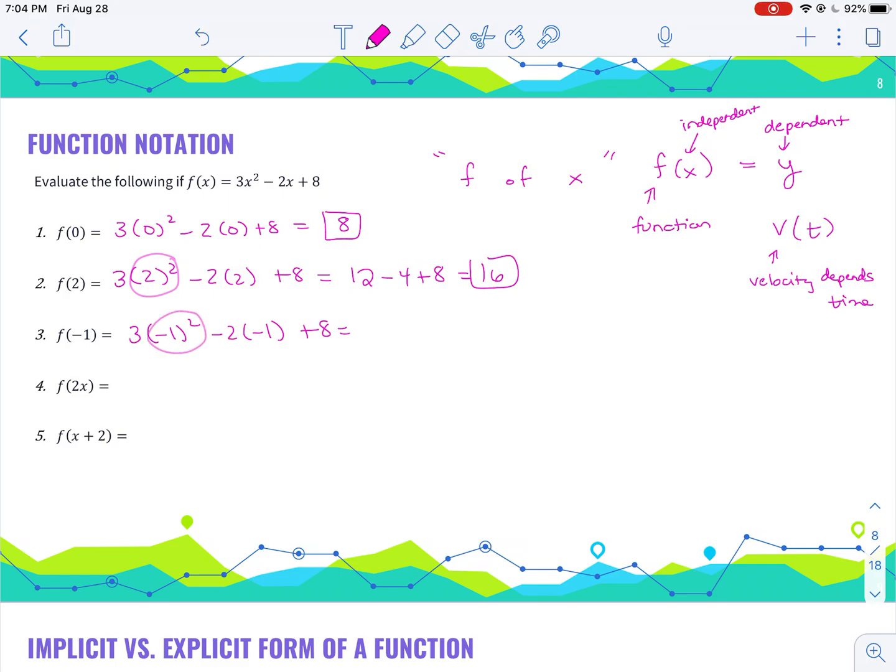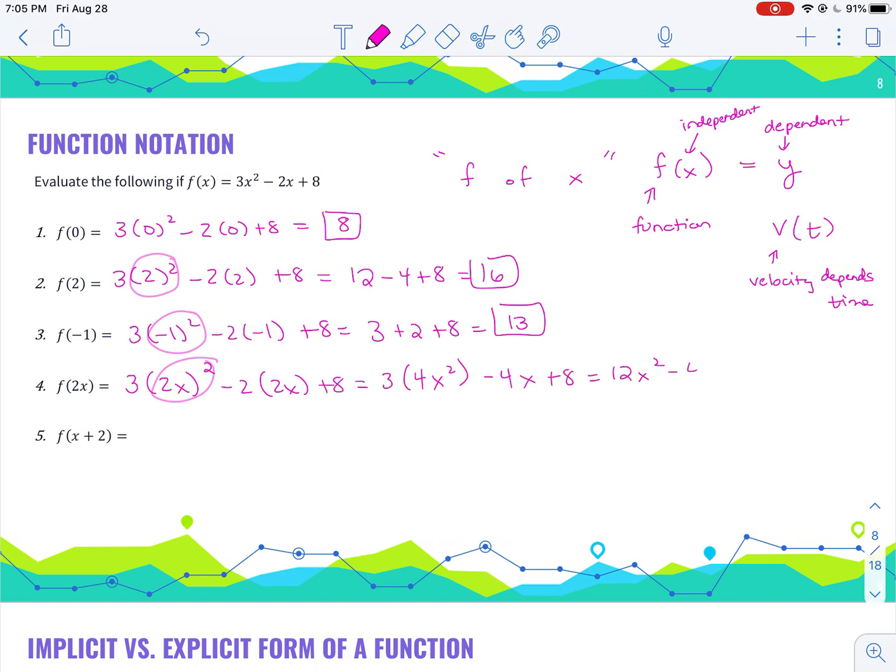So this would be 1 times 3, which is 3, plus 2 plus 8, which would be 13. f at 2x, so we're going to take 2x and plug it in. So it would be 3 times 2x squared minus 2 times 2x plus 8. Order of operations says do this first. 2x times 2x is 4x squared. So this would be 3 times 4x squared minus 4x plus 8. So this would be 12x squared minus 4x plus 8.